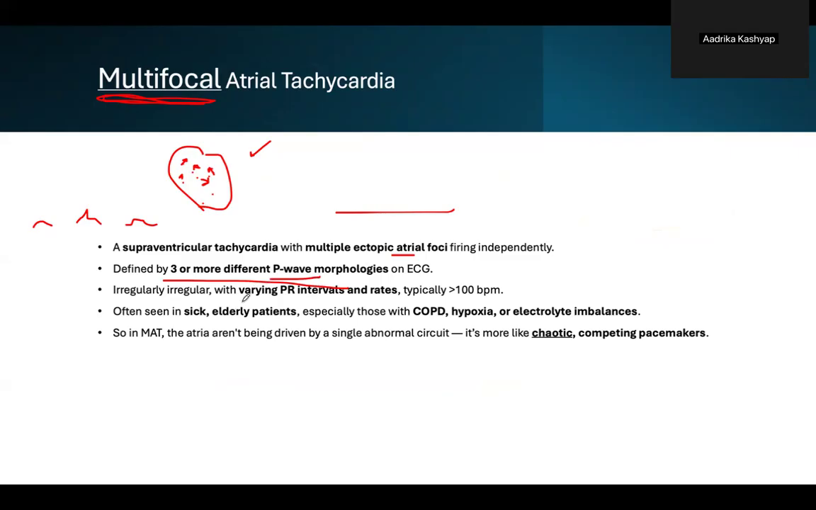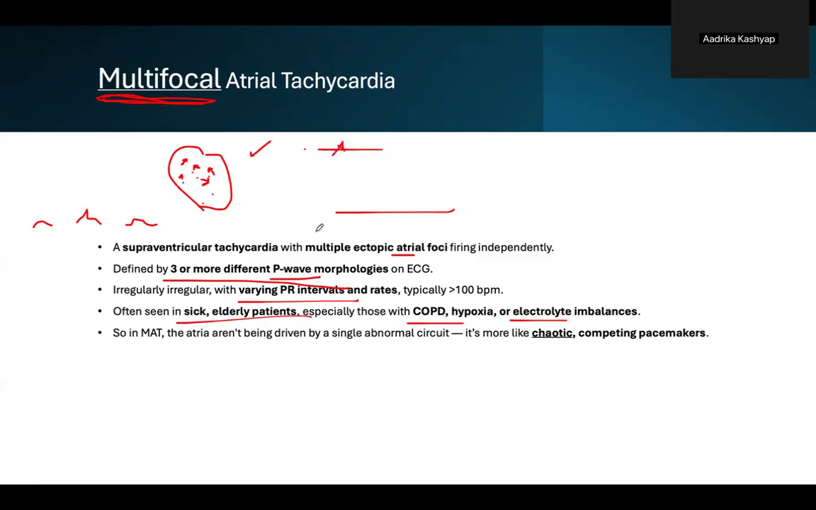And this will obviously cause varying PR intervals because the P wave is completely disorganized, and it's seen in sick and elderly patients. So you can very easily get a question that Mr. Brown is an 80-year-old patient. Let's say he has COPD, his potassium might be high, and they give you an EKG where your P waves are completely disorganized. What do you do? And if cardioversion is one of those options, that's going to be wrong.